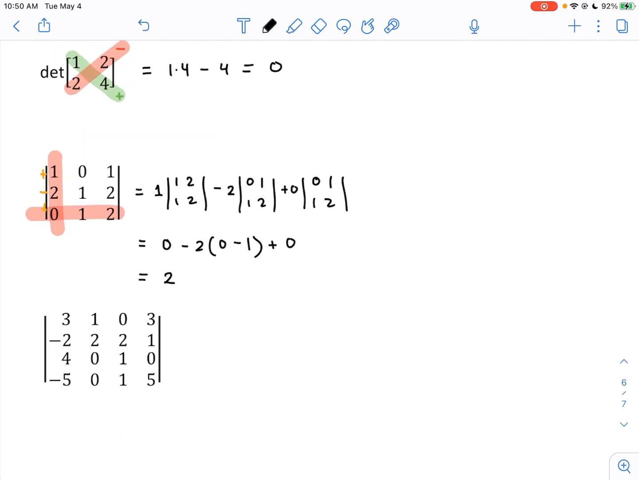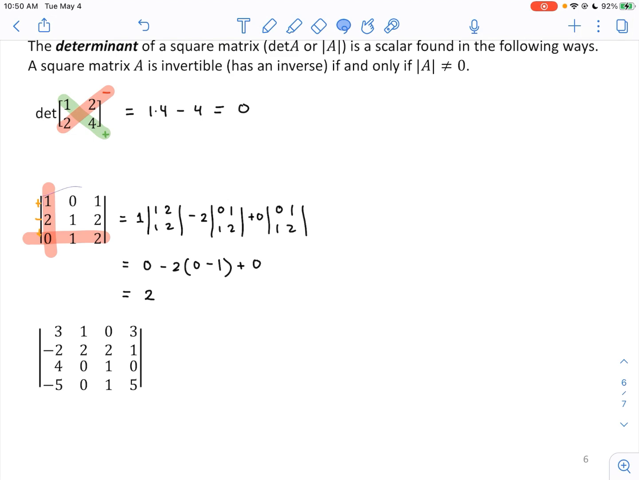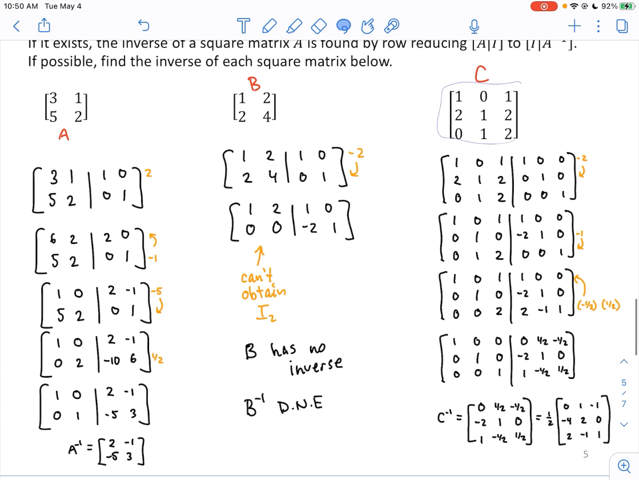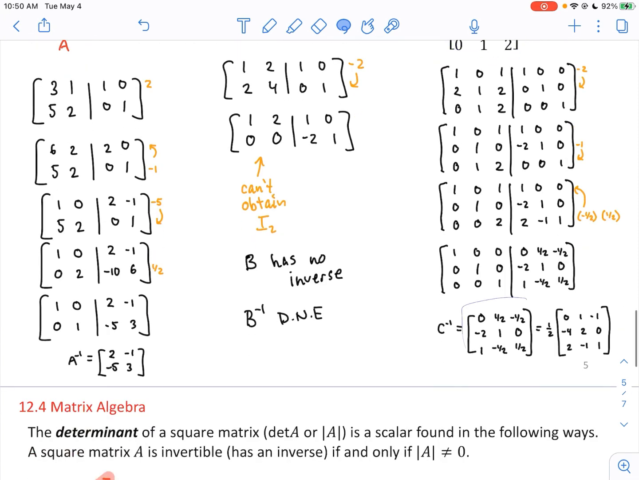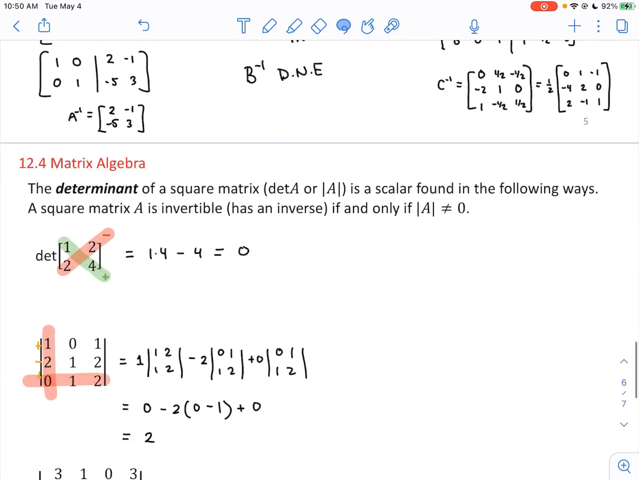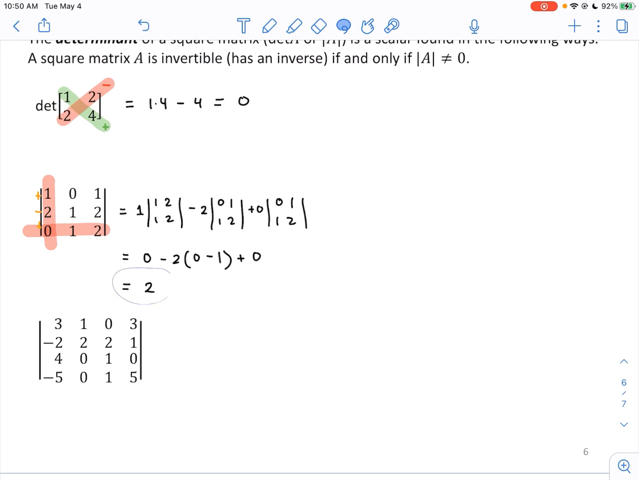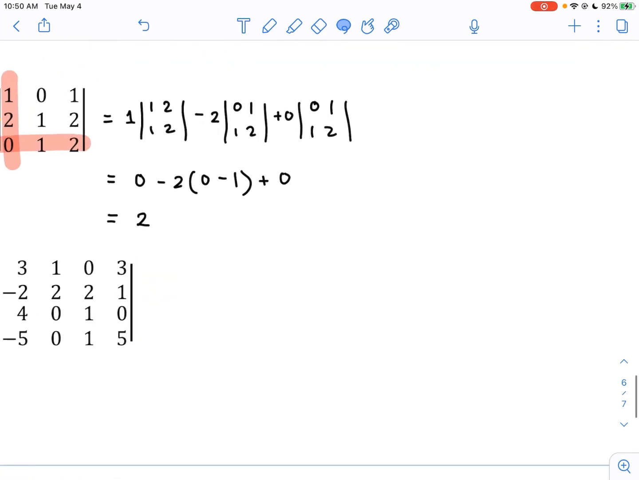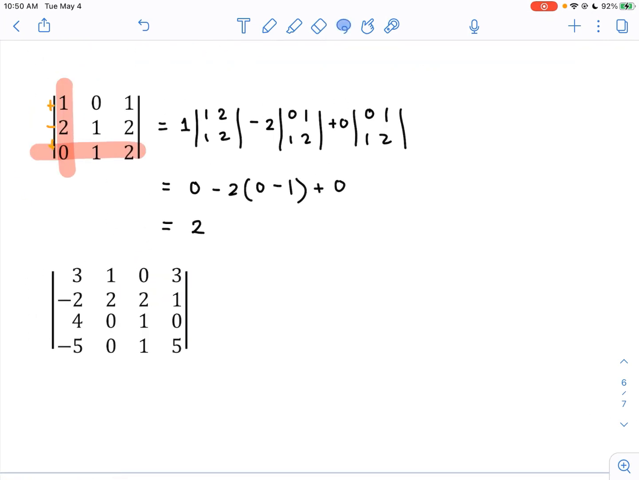Because we got a positive 2, we know that this 3 by 3 matrix right here is invertible, because positive 2 is non-zero. Well, that's the same matrix that we did right here, matrix C, which we found its inverse right here. But we could have known that the matrix was invertible from the start by showing that its determinant was non-zero.